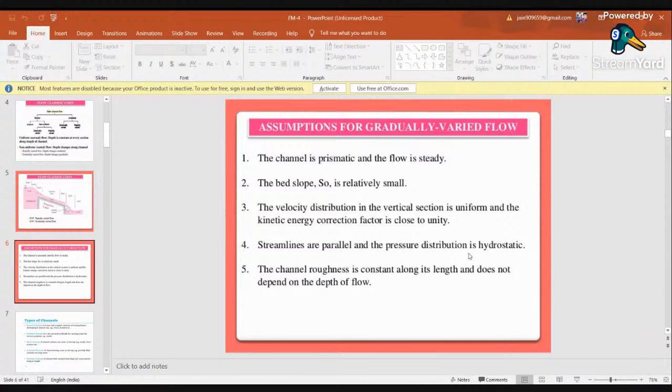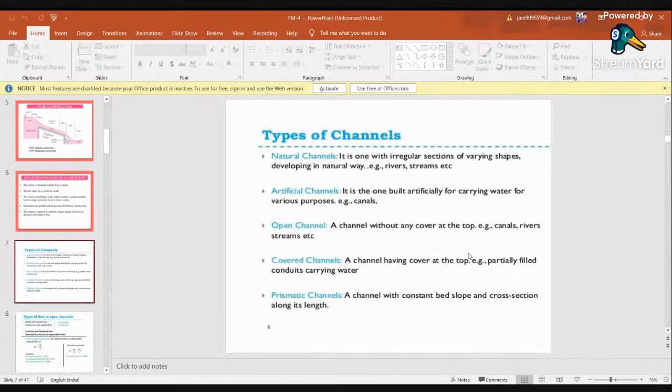All natural channels generally have varying cross sections, but the man-made or artificial sections may have prismatic conditions. But when we are talking about natural conditions, the channel cannot be said to be a prismatic one. So there are two types of channels: natural channels and artificial channels. Then there are open channels, covered channels and prismatic channels.